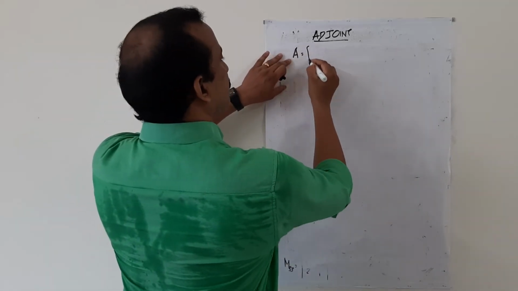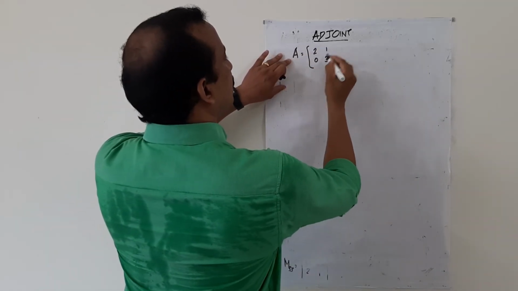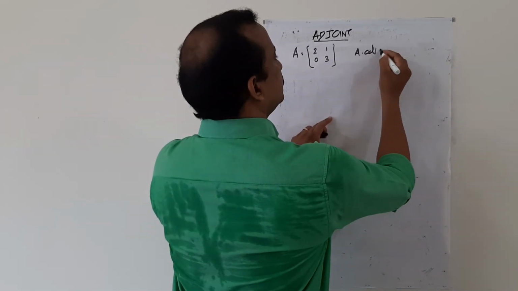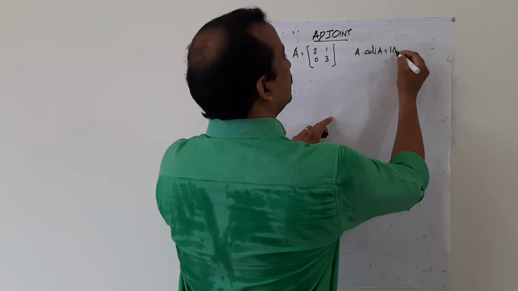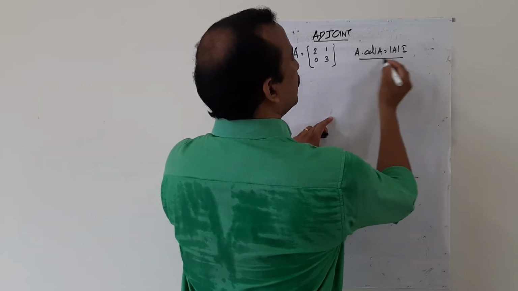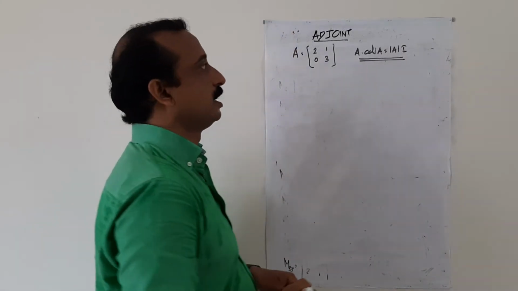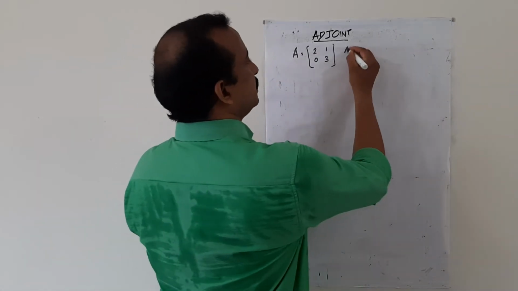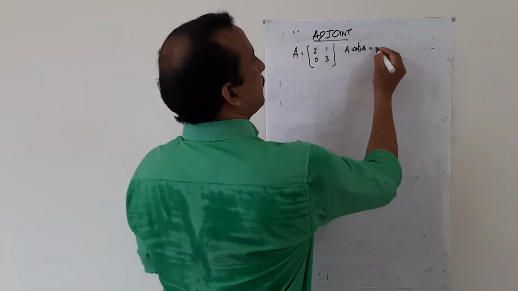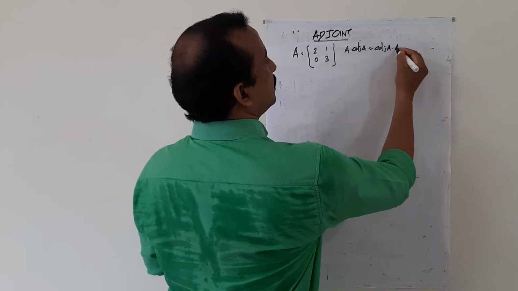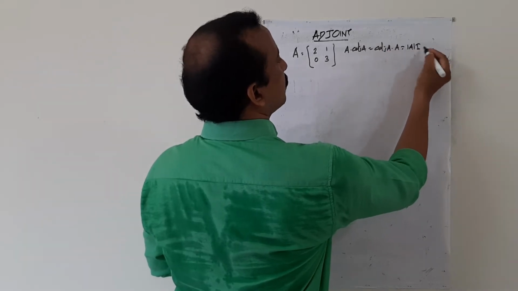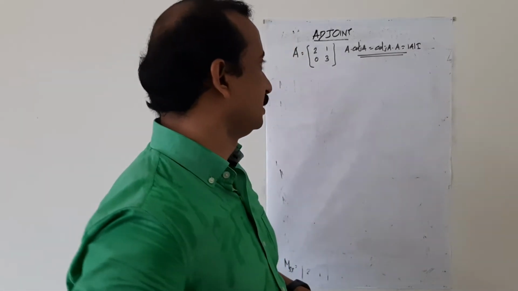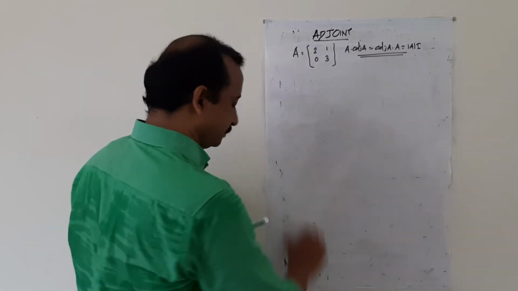So here take A equal to [2, 1; 0, 3]. Our question is: verify A into adj A is equal to adj A into A is equal to determinant of A into I. That's the question.